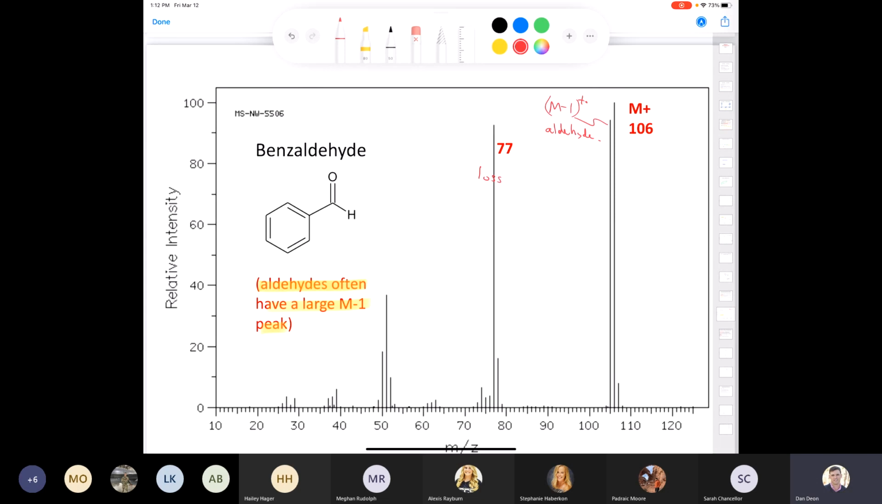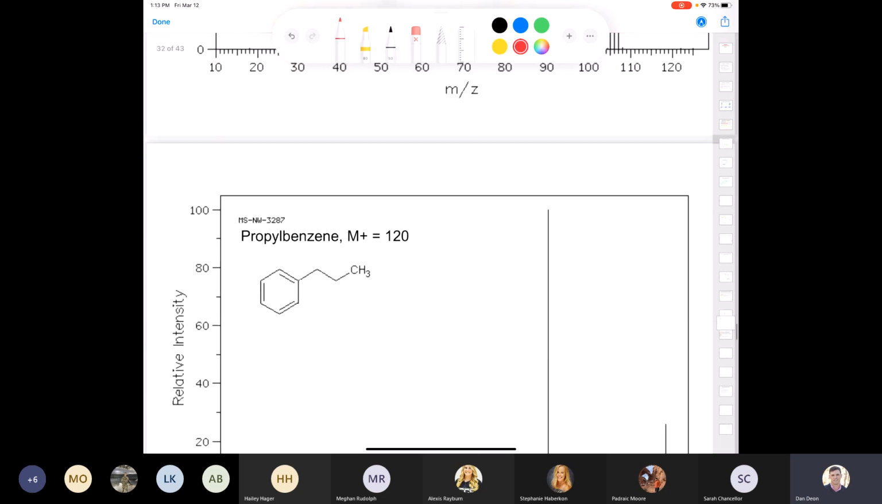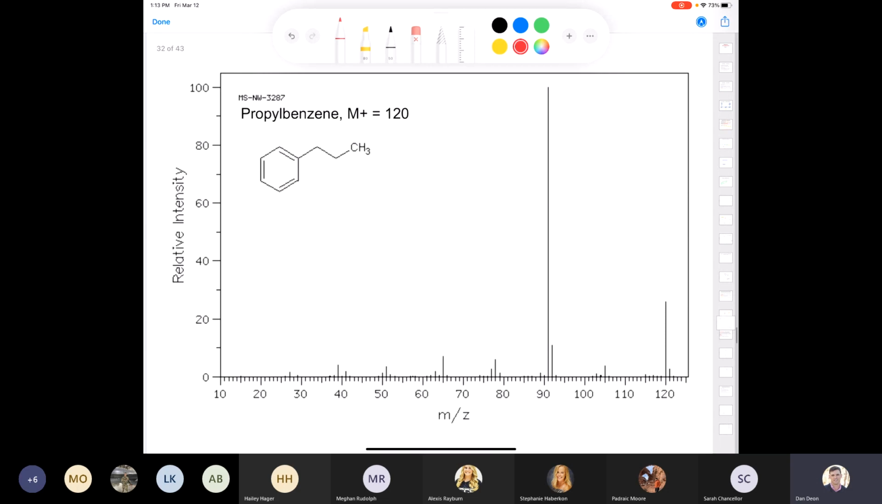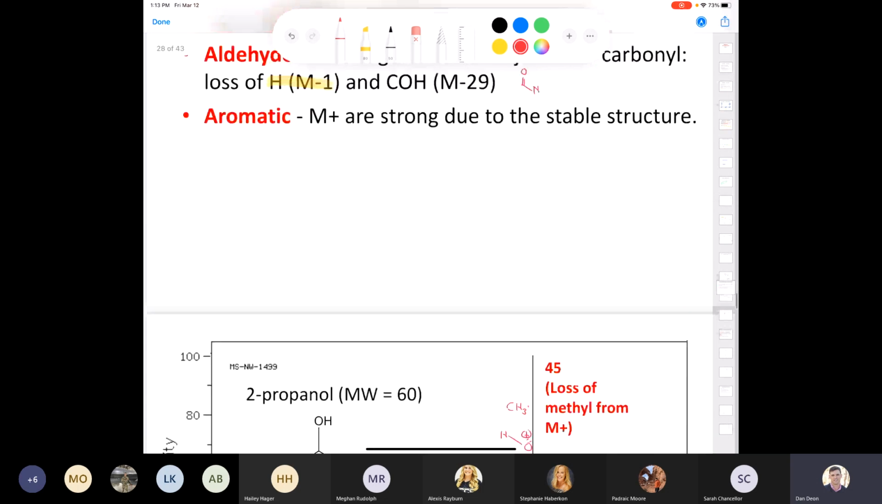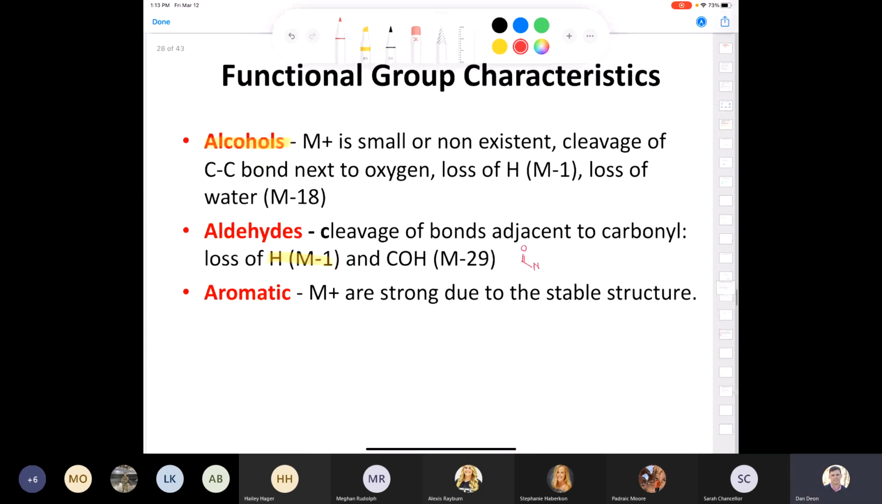What else? We have the loss of the carbonyl and the hydrogen, which weighs 43. So you could say M-43 is what's shown here, and that would give you what? The phenyl carbocation, which I'm sure you recognize by now. What's next? I've got propyl benzene. What else did I have here? Was aromatics? Yes, aromatics.